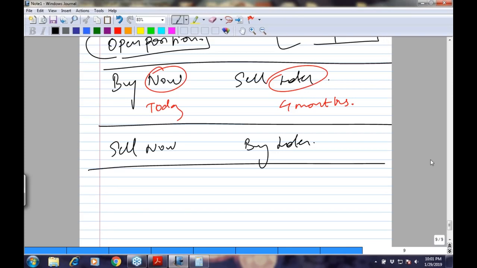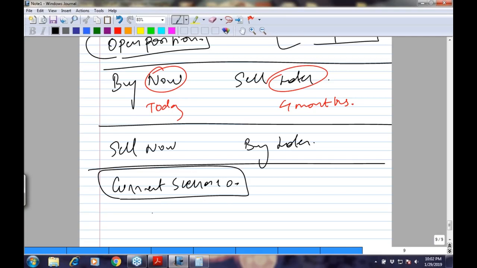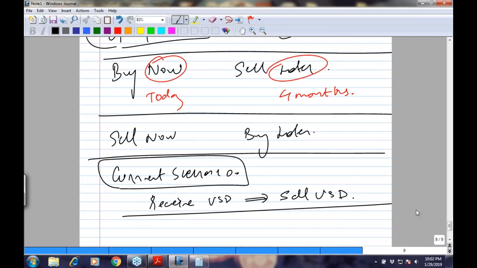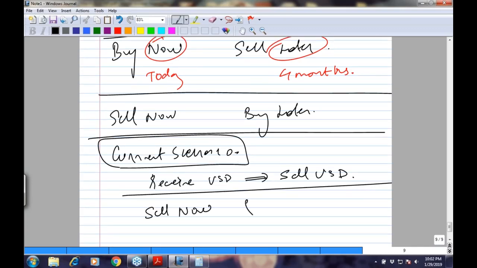Now, the question that arises is, when do we go for buy now, sell later? When do we go for sell now, buy later? For the time being, consider the current scenario. Now, what do we want to do? In the current scenario, what do we actually want to do? We are expected to receive USD. So what we will do is sell the USD. What we should be doing is entering into a commitment to sell now and buy later. That means we should enter into a commitment to sell the US dollar at a future date.